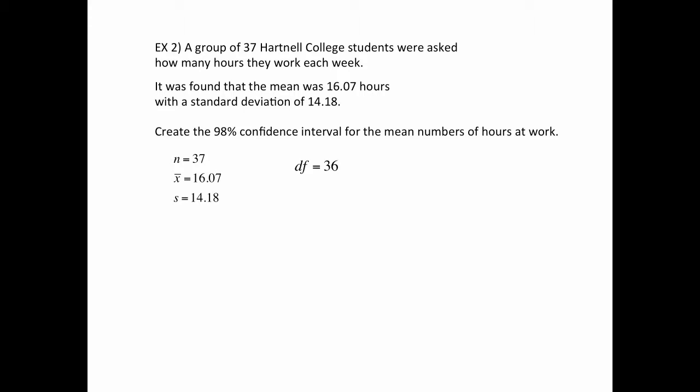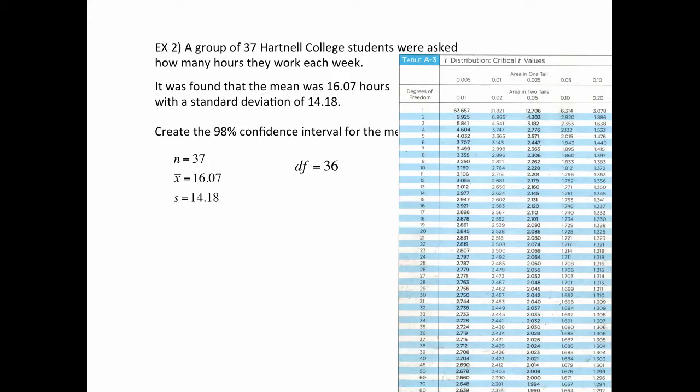Then calculate degrees of freedom, so that's just 37 minus 1. Then we look over here for a 36. A 36 does show up right here in the table, and I'm using 98%. That means that in the tails there would be 2%, so it's going to be the second column. So a 36, and there it is. It's 2.434. That's the critical value.